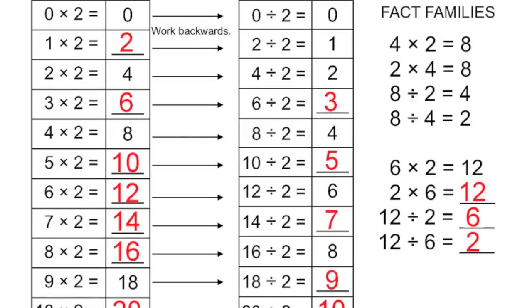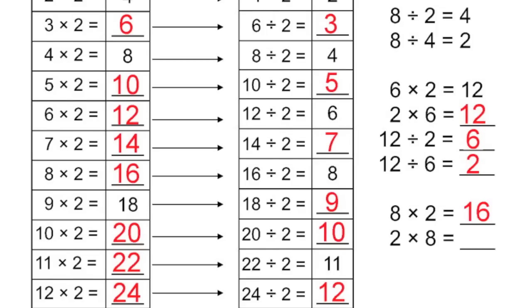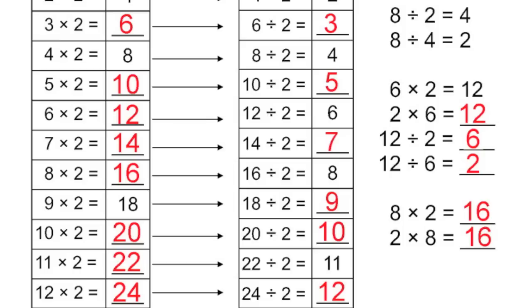Finally, we're going to have 8 times 2. That equals 16. So what is 2 times 8? Also 16. Remember, they're commutative, so you can flip them back and forth.